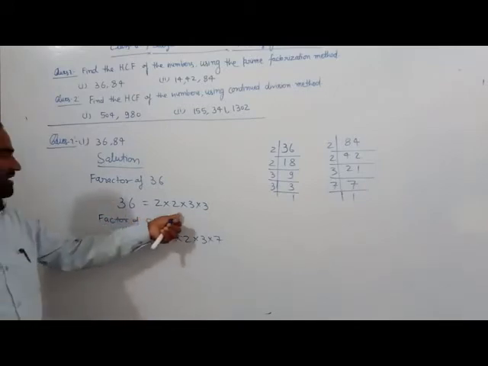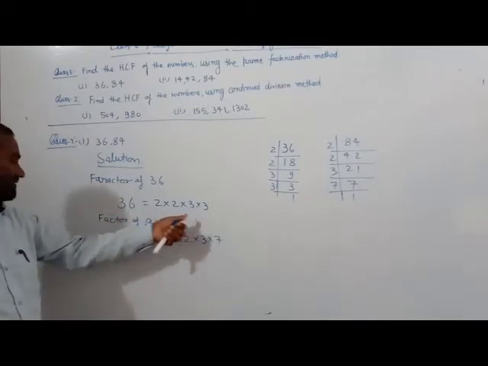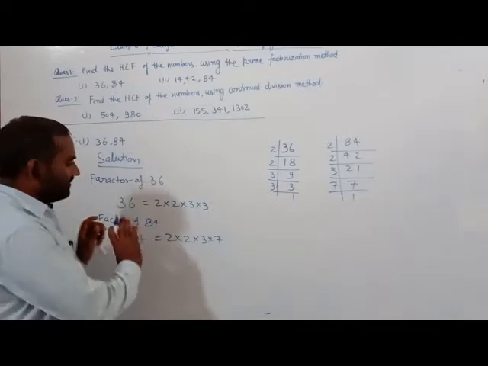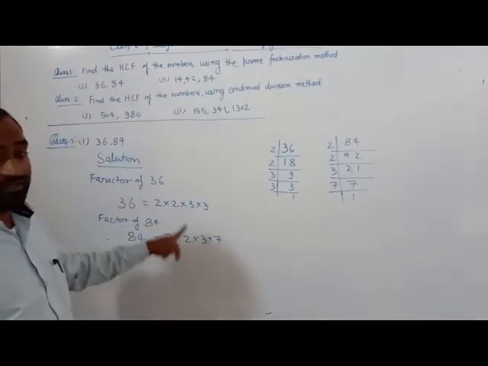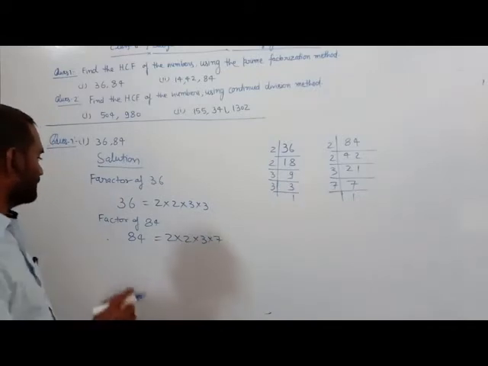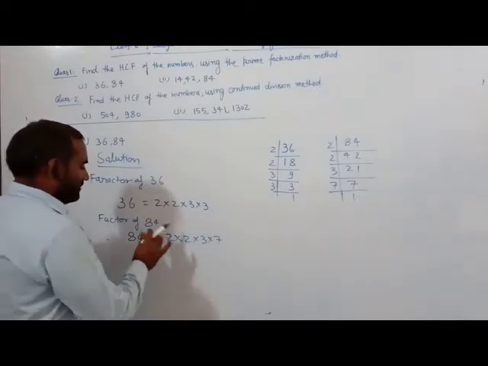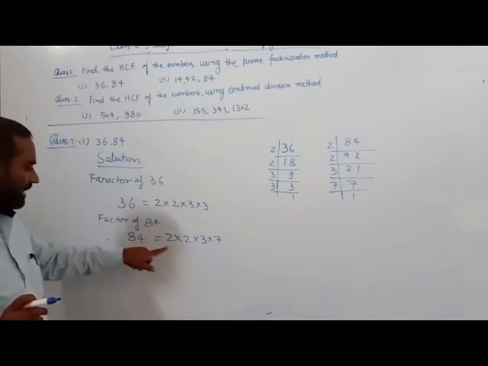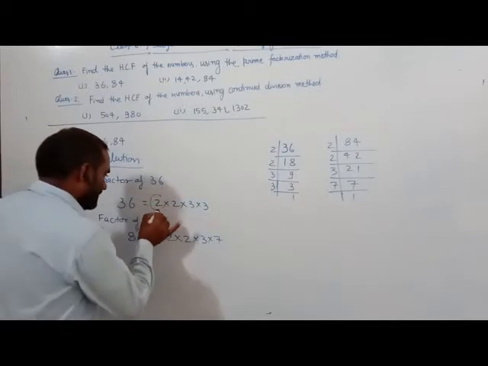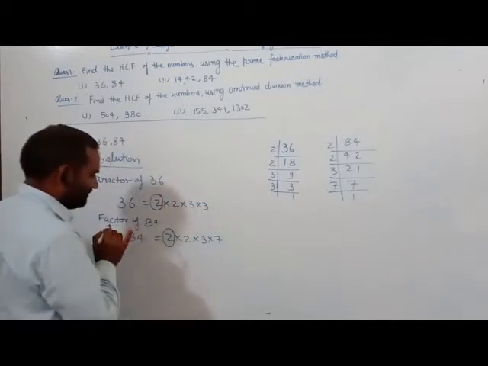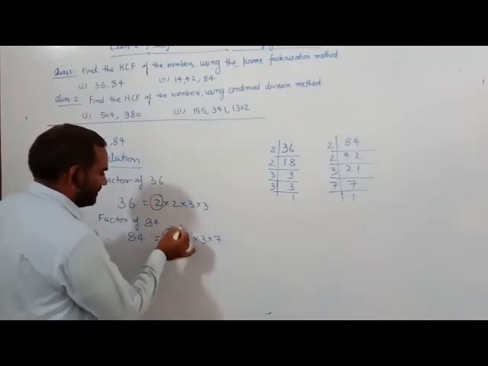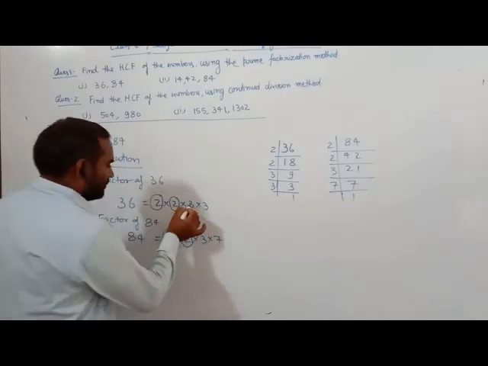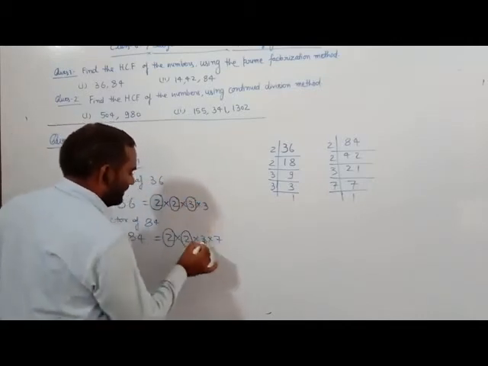So here are the prime factors of 36. You have factorized 36, and after factorization you have to circle the common factors. Encircle the common factors. The first factor in 36 is 2 and in 84 it is 2, so it is common in both. The second 2 and the second 2, both are common. And 3 and 3.